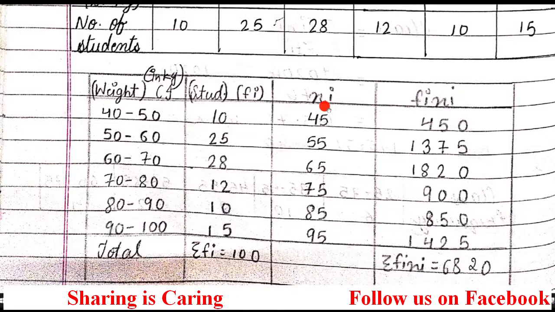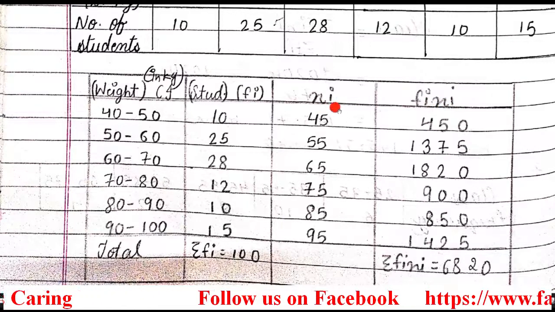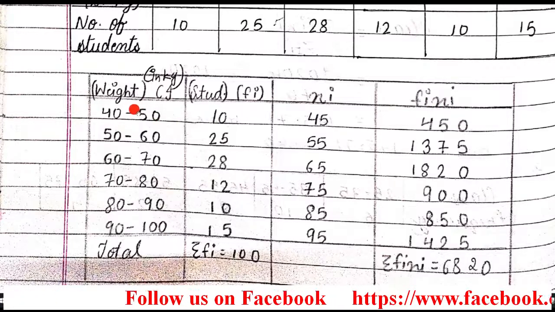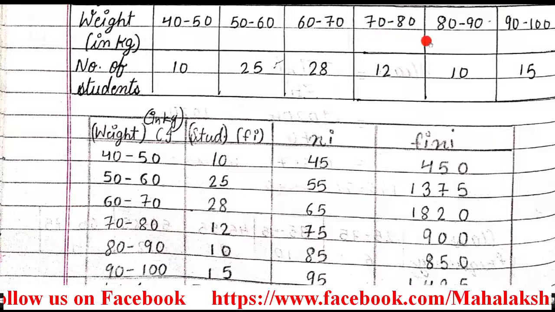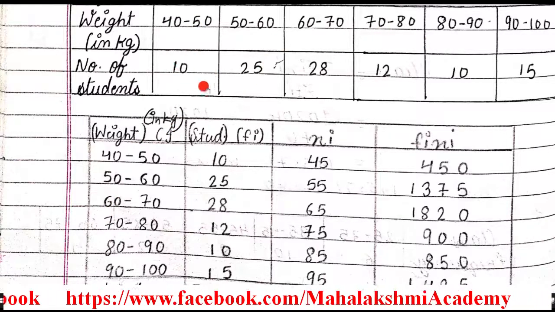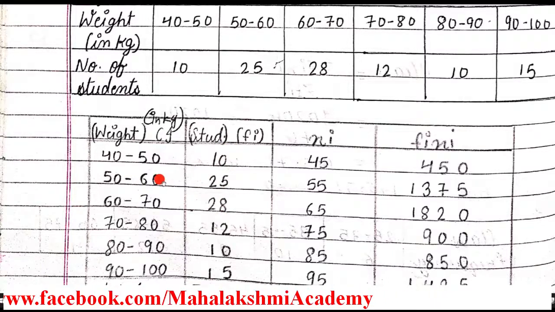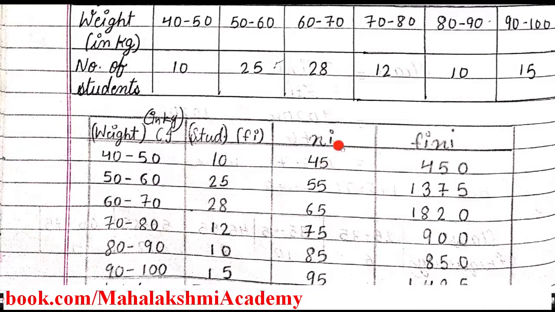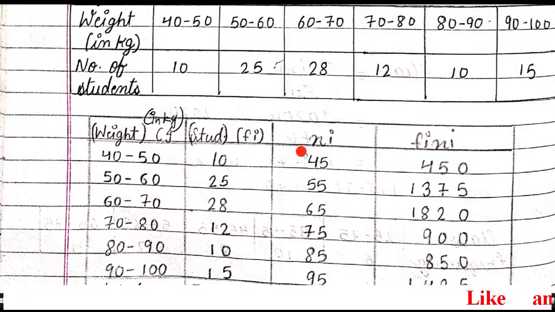Now xi is the class mark and the next column is fi xi. Students, this column we obtained from the question, that is weight in kg, and the number of students we wrote in the frequency column. So like this we obtain the first two columns. Now the third column is xi. Xi means class mark. Class mark we get by upper limit plus lower limit upon 2. That is the formula of class mark.